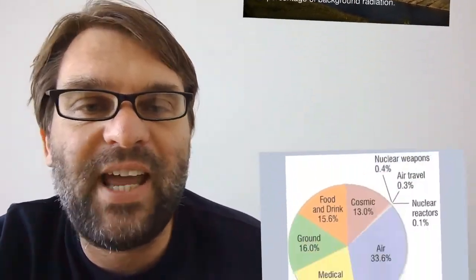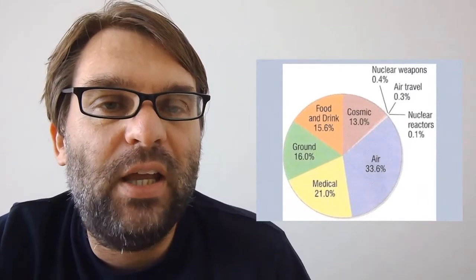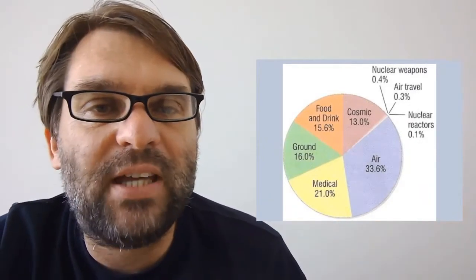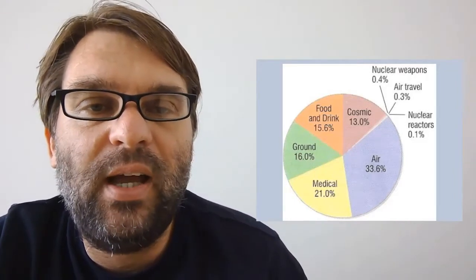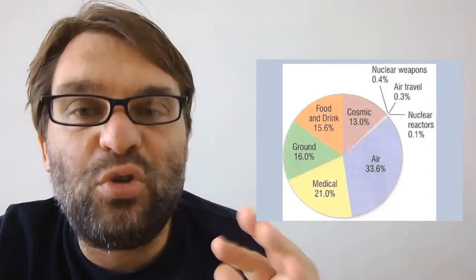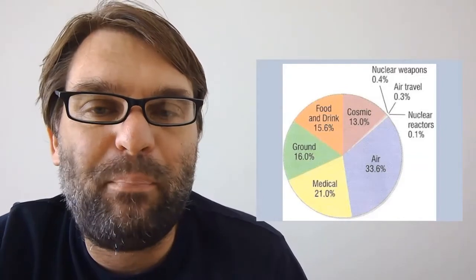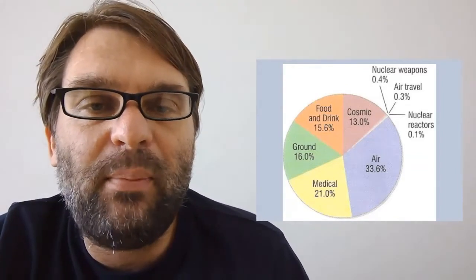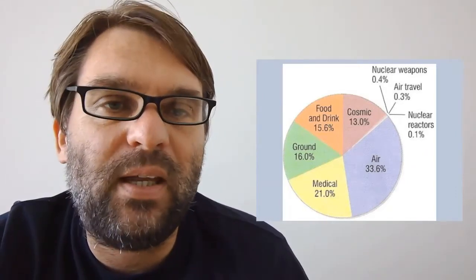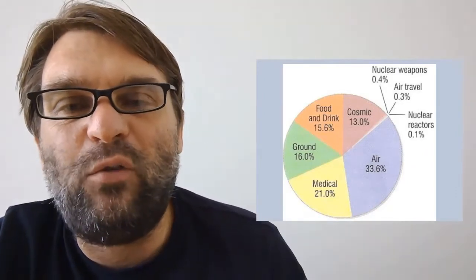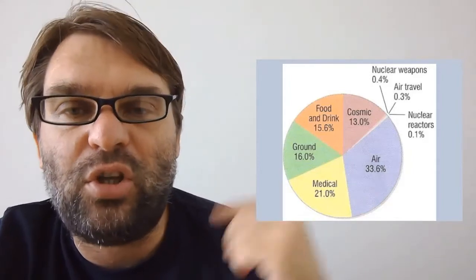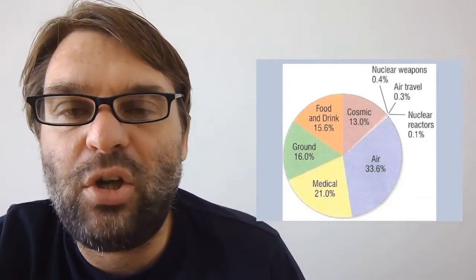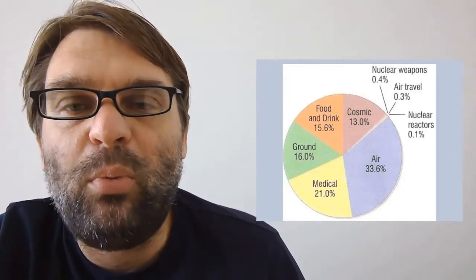Okay, and we can summarize that in the following pie chart. Most of the background radiation is in the air, probably in radon gas. We have cosmic radiation causing 13%. Food and drink, remember those radioactive bananas, 15.6% of background radiation. Ground, about 16%. Medical, 21%. Nuclear weapons, only about 0.4%. And air travel, due to those cosmic rays, about 0.3%. And finally, nuclear reactors like Chernobyl and Fukushima, about 0.1%.